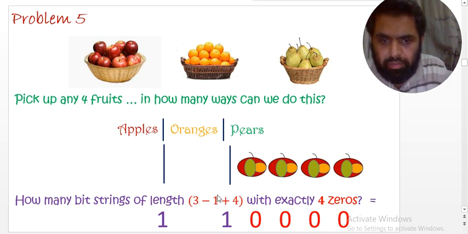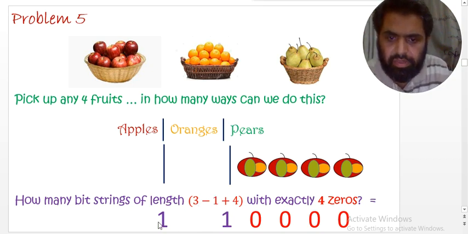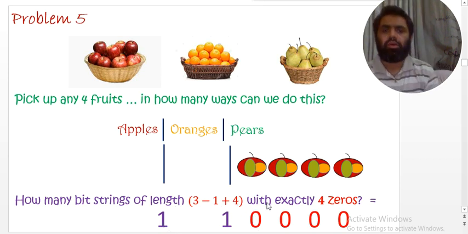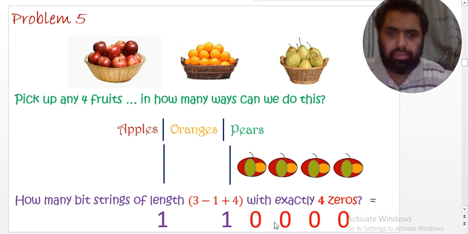The length of the binary string becomes 3 minus 1 plus 4. Number of types minus 1, these many ones I get, or these many dividers I get. 3 minus 1 dividers I get, which is 2 here, plus 4. These are the zeros, these are the fruits that I get. So the binary string length is 3 minus 1 plus 4, which is 6, in which I have exactly 4 zeros, or exactly 2 ones, which is the same thing.